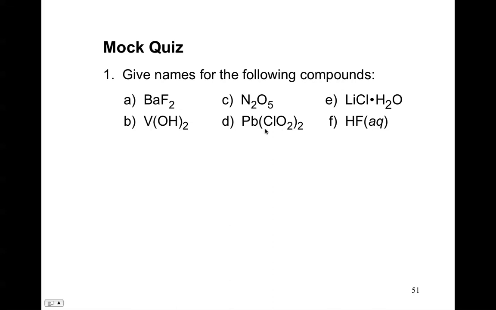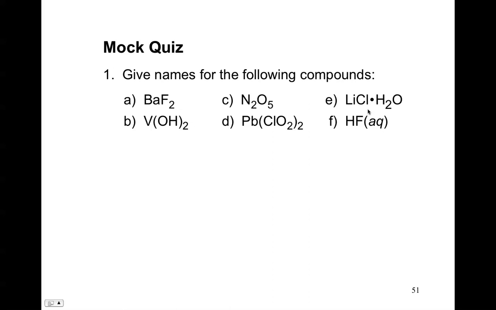So you would name this, well, first of all, you have to figure out the charge on the lead, right? It's a type 2 metal ion. You have two chlorites. Each one's a -1 charge, so that requires lead to be +2. So you would name it lead(II) chlorite.